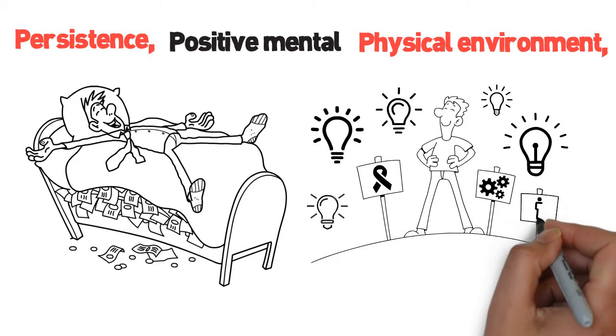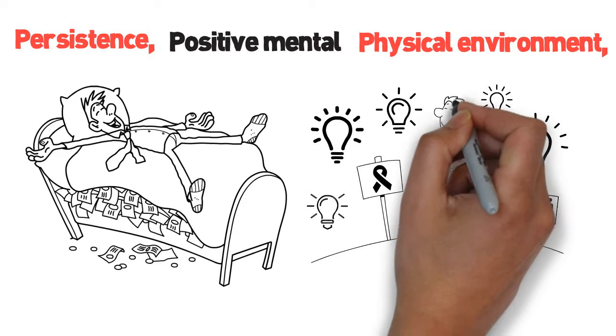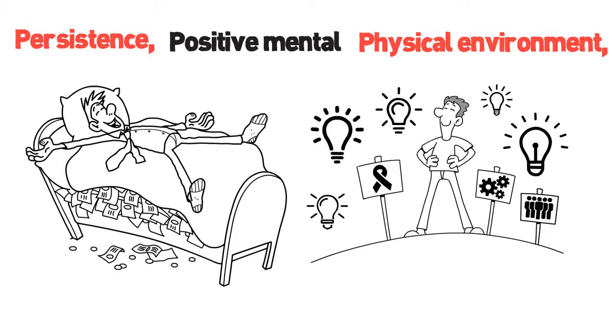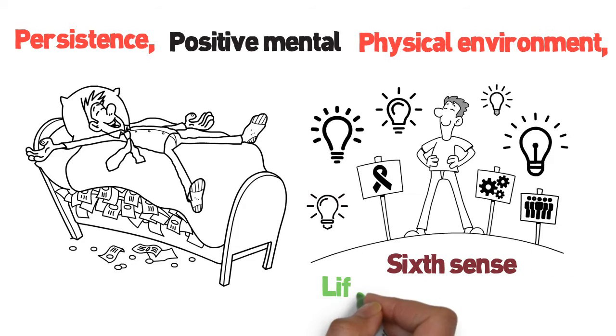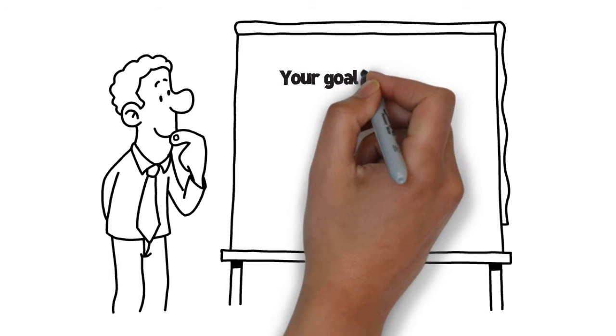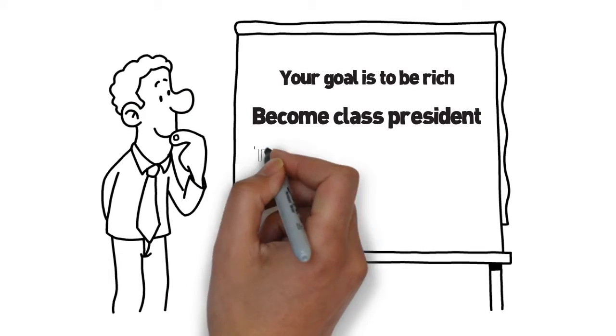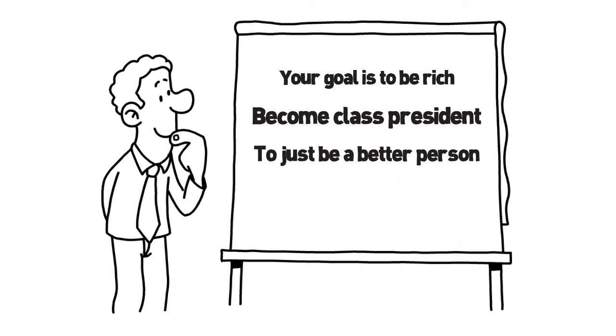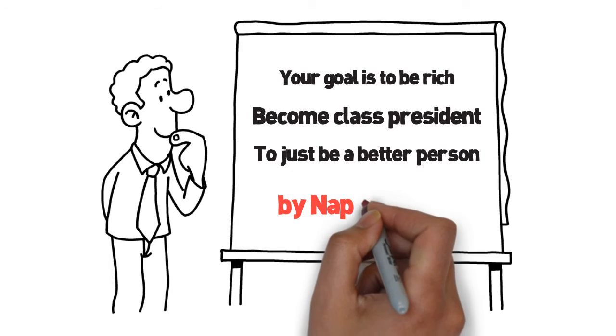Napoleon Hill mentions in his last lesson that once you have mastered all previous lessons, you'll develop a sixth sense that will allow you to start making smart financial and life decisions naturally. No matter whether your goal is to be rich, become class president, or just be a better person, anyone can learn and apply the lessons taught by Napoleon Hill.